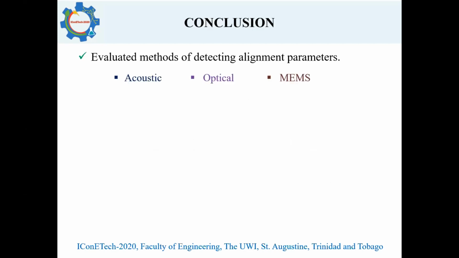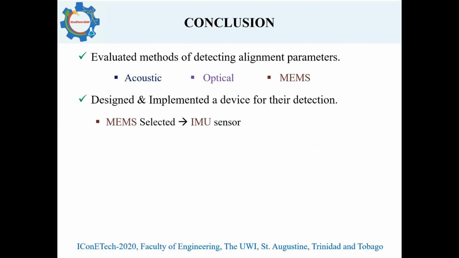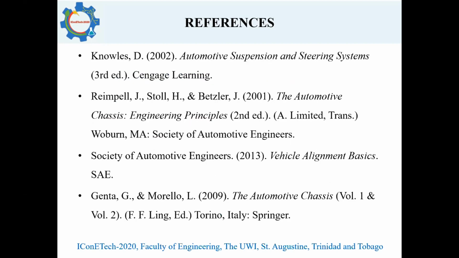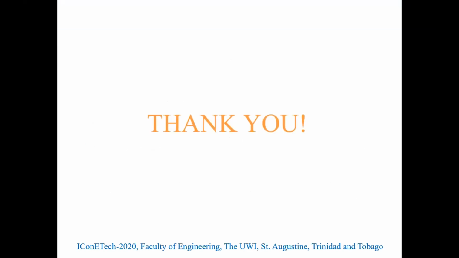In conclusion, we evaluated methods for detecting alignment parameters using acoustic, optical, and MEMS methods. The design we eventually selected and implemented was the MEMS version, which was in the form of an IMU sensor. We calibrated and benchmarked the device against a known standard, that is against the Hunter Pro-Align machine. These are some of my references. Thank you very much. Are there any questions?